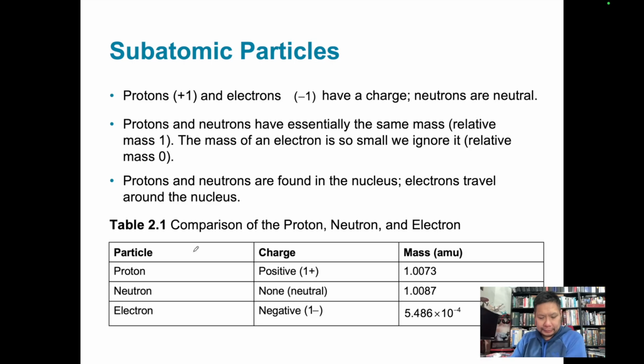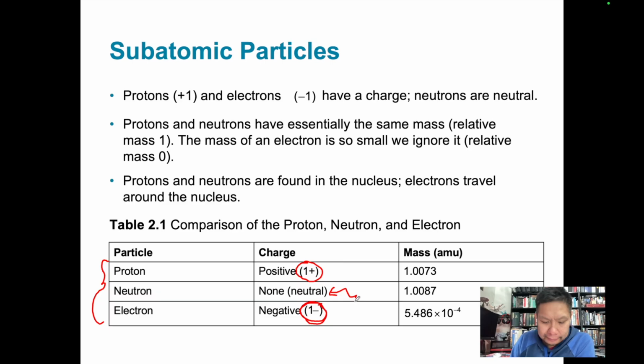All right, so let's put it all together. We have 3 subatomic particles right here: the proton, the neutron, and the electron. We know protons have a positive charge. We also know that electrons have a negative charge. And then neutrons, which are in the middle along with the protons in the nucleus, have a neutral charge.